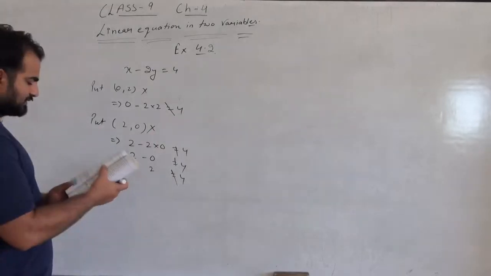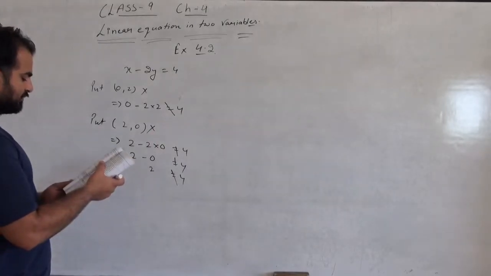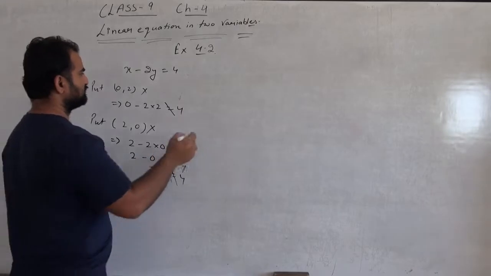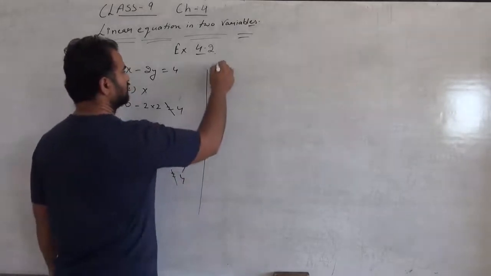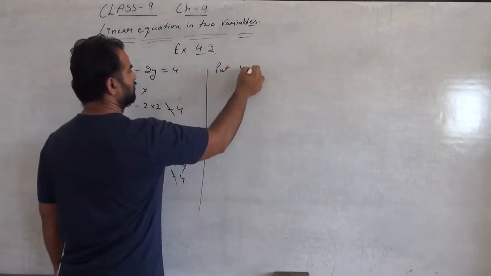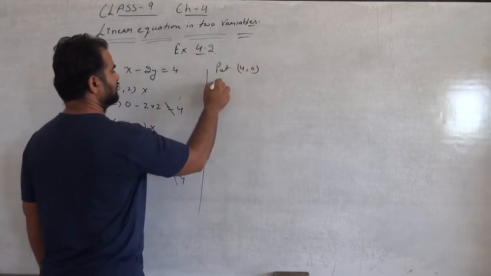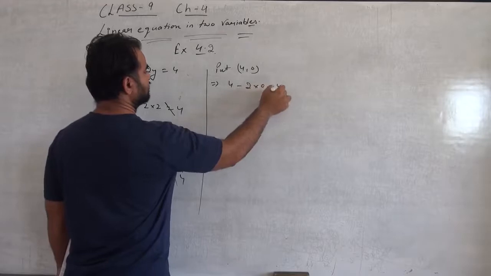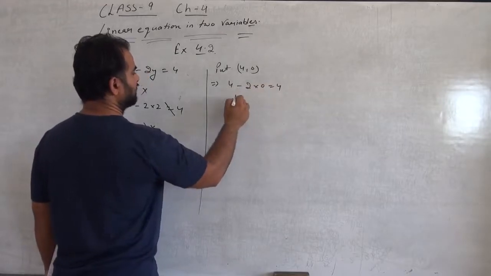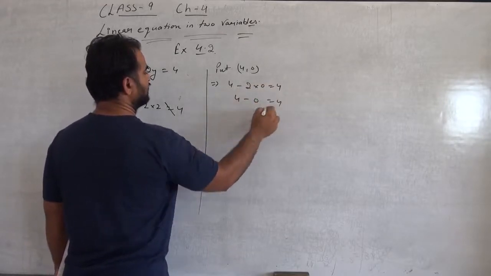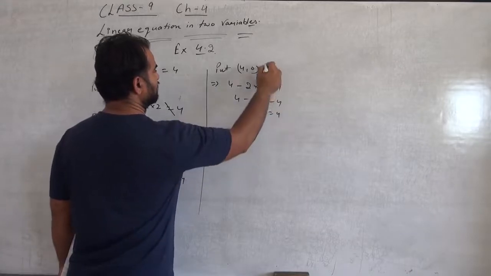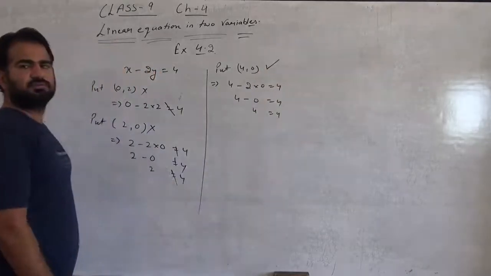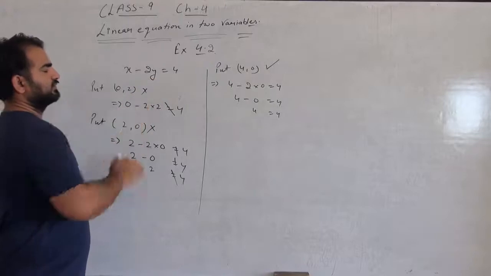Okay. Next is we will put 4, 0. So it will be like 4 minus 2 into 0 equals to 4. Yes, correct. 4 minus 0 equals to 4 and 4 is equals to 4. Yes, 4, 0 is the solution of the given equation.